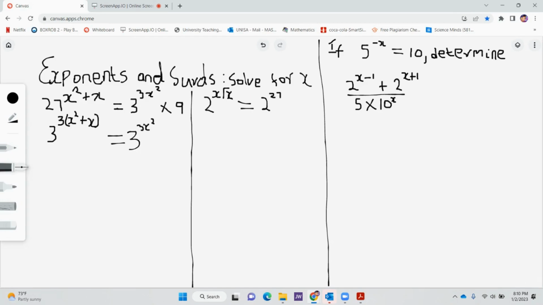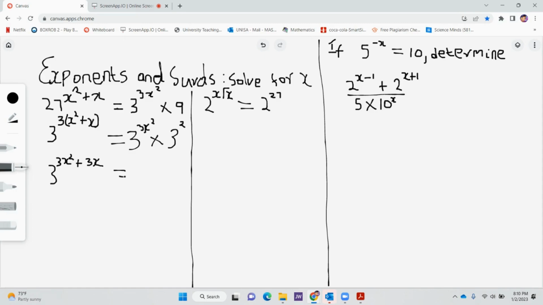And then 9. Is it possible to make 9 an exponential form with a base 3? Yes. 9 is 3 squared. 3 squared is 9. All right. So let's simplify further. So 3 times x squared will then give us 3x squared. And 3 times x will be 3x. Okay, this looks better already.